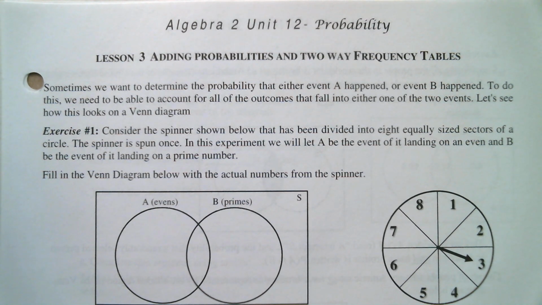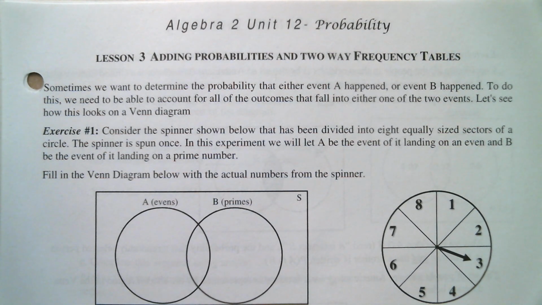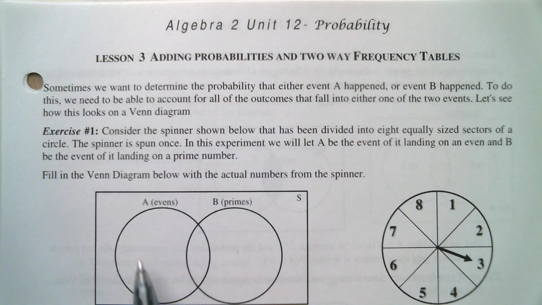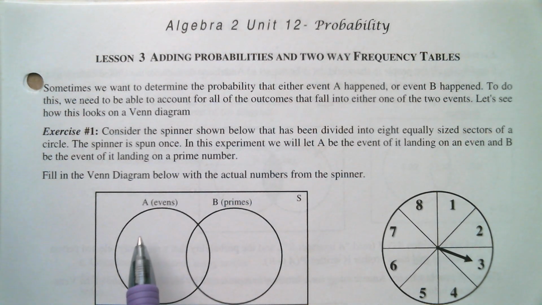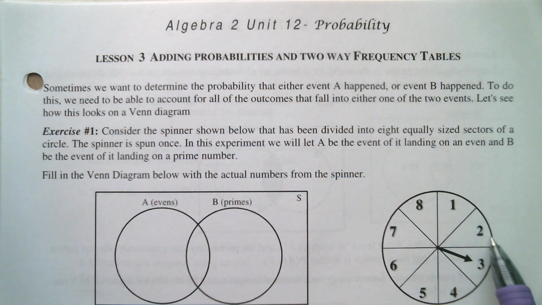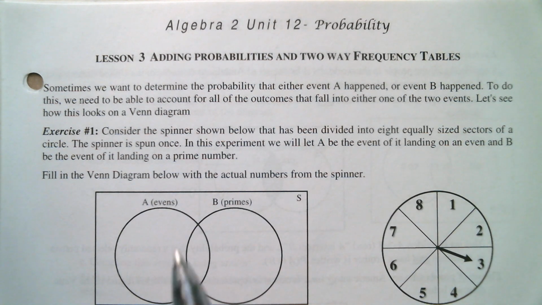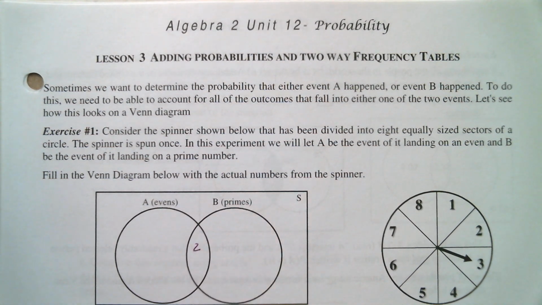In this experiment, we will let A be the event of it landing on an even number, and B be the event of it landing on a prime number. Fill in the Venn diagram below with the actual numbers from the spinner. Okay, so A is evens and B is primes. So the first even here is 2. But 2 is also prime, so that is contained in both A and B, so that's here in the intersection.